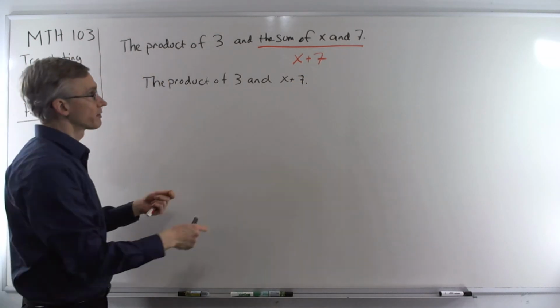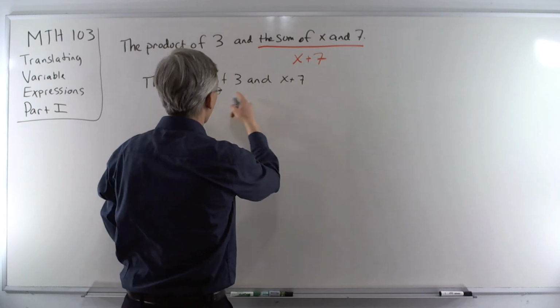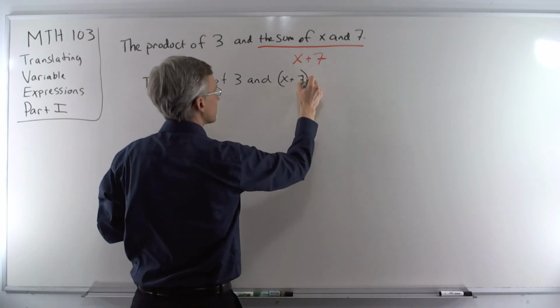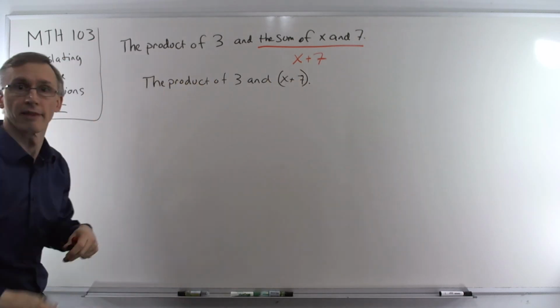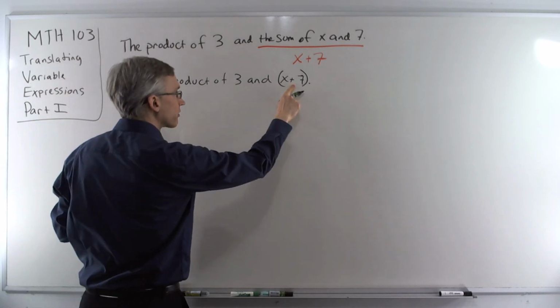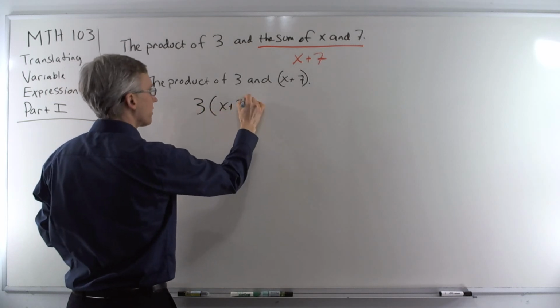Now before I said we have to consider this expression to be one thing. Now we're going to multiply by something. So we have to put this thing in parentheses to make it one thing. Now when we multiply, we're going to multiply 3 by the entire thing since it's inside parentheses. So it is 3 times x plus 7.